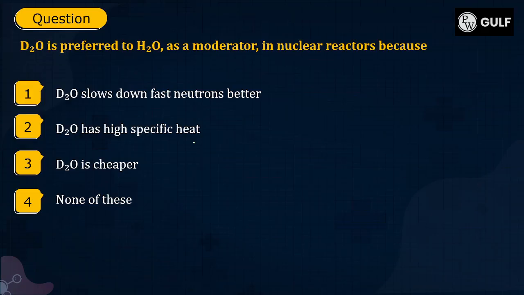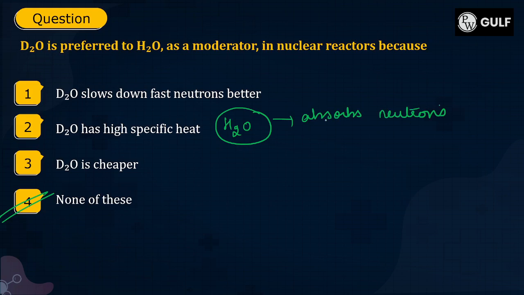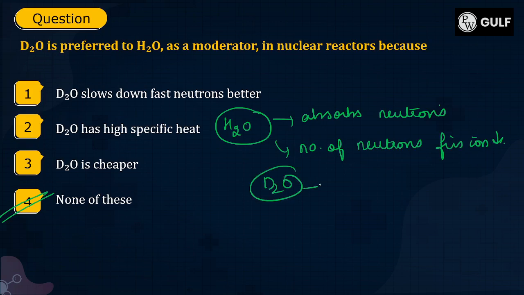Starting off with the first question, they are saying D2O is preferred to H2O as a moderator in nuclear reactors because, beta, the answer is very simple. It is none of these. The reason is that H2O absorbs neutrons. As a result, the number of neutrons required for the fission reaction decreases. That is the reason why D2O is used. Since none of these reasons match, option 4 is the answer.